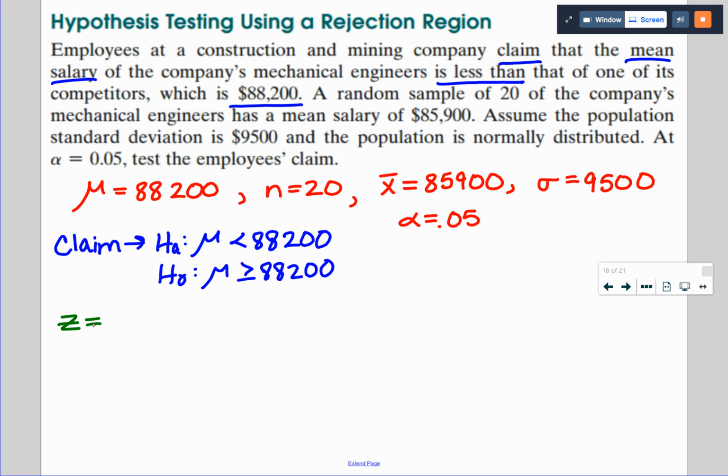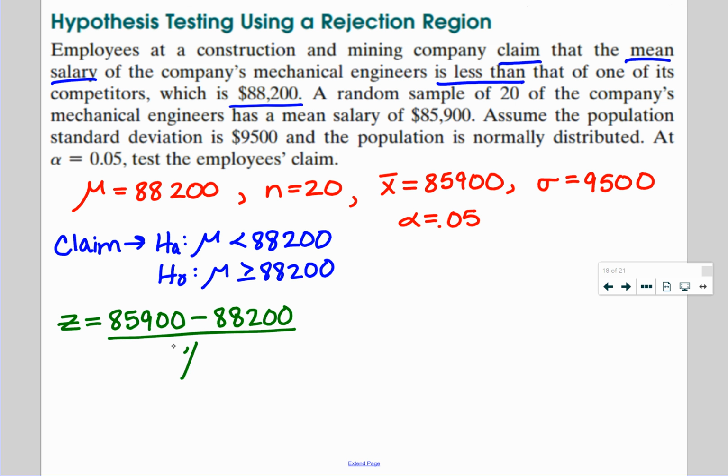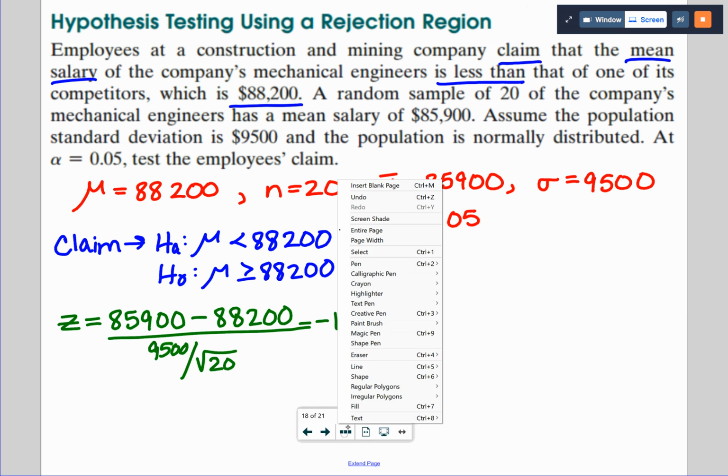Okay, let's go ahead and find our z-score. So remember, formula for this was x bar, 85,900, minus my population mean value that's being tested here, 88,200, divided by my standard deviation, 9,500, over the square root of my sample size, 20. There we go. All right, so let's type that in, see what we get. To 2 decimal places, negative 1.08. Good? Okay.